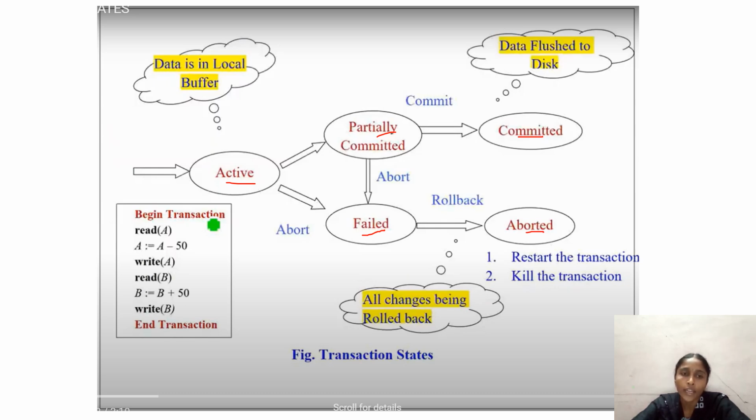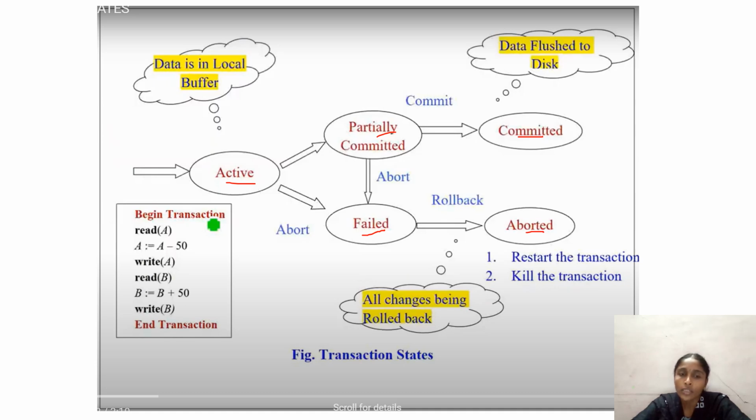So we are using two data items, A and B. A is reduced by some amount and B is increased by some amount. We are updating A with write of A and B with write of B. Here we are ending the transaction. This is the process during these transactions.